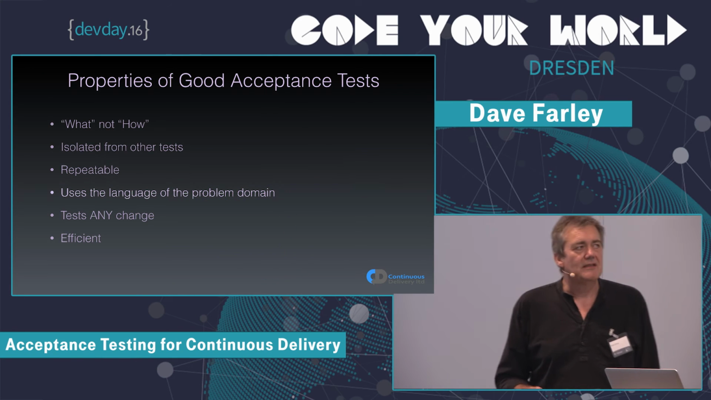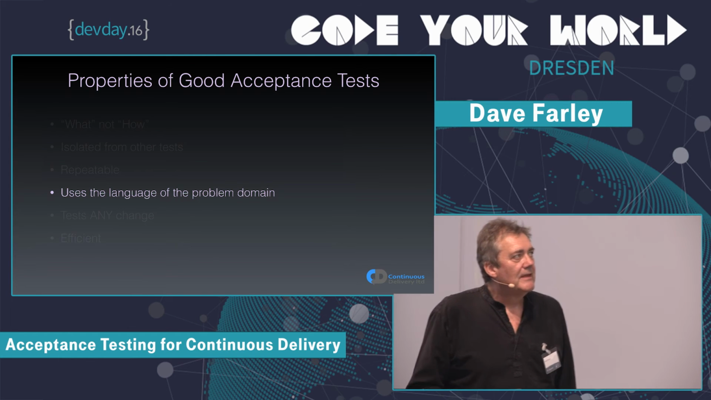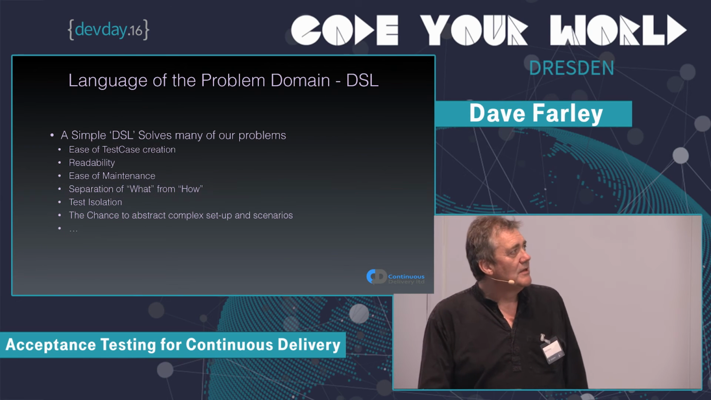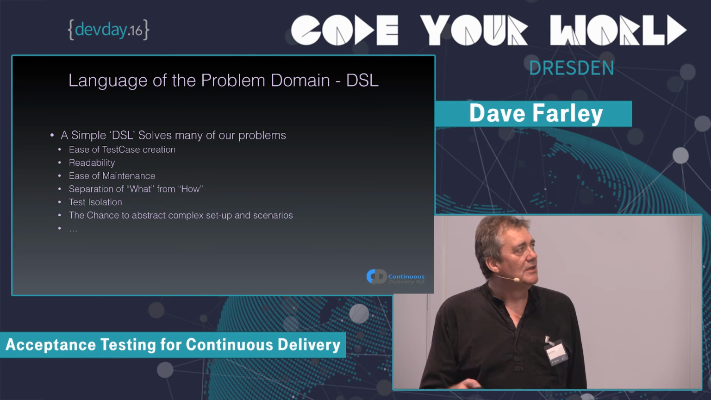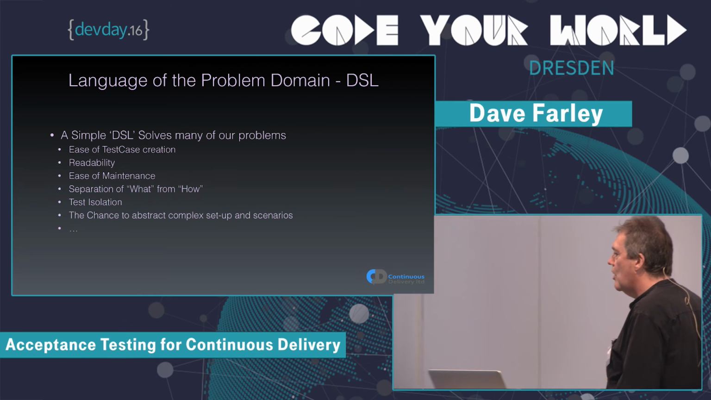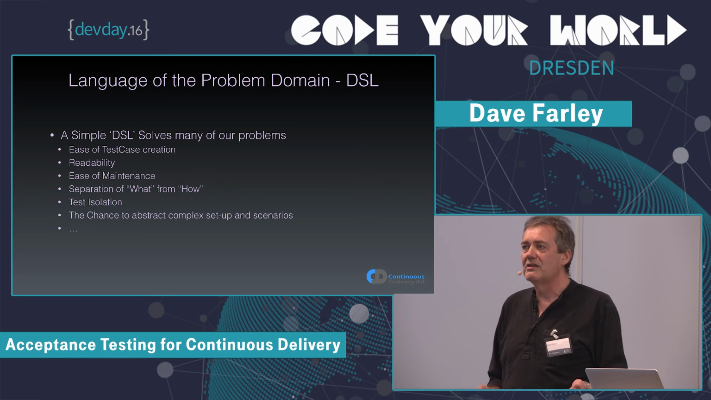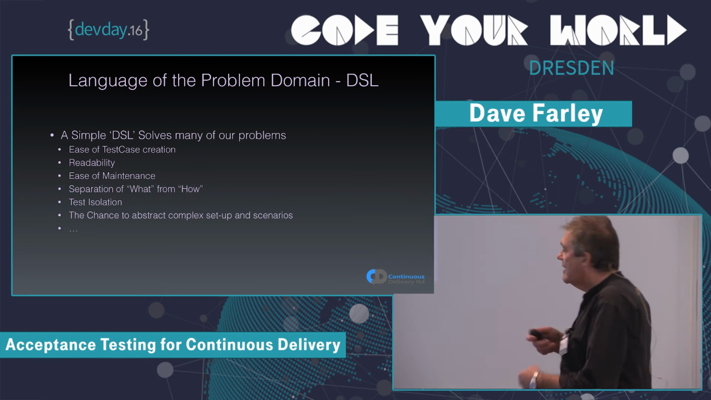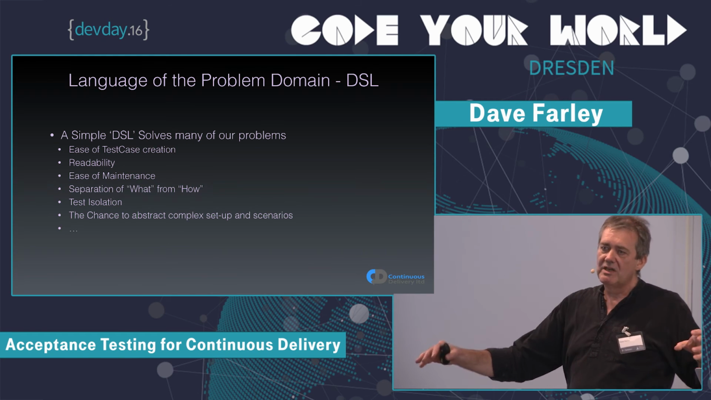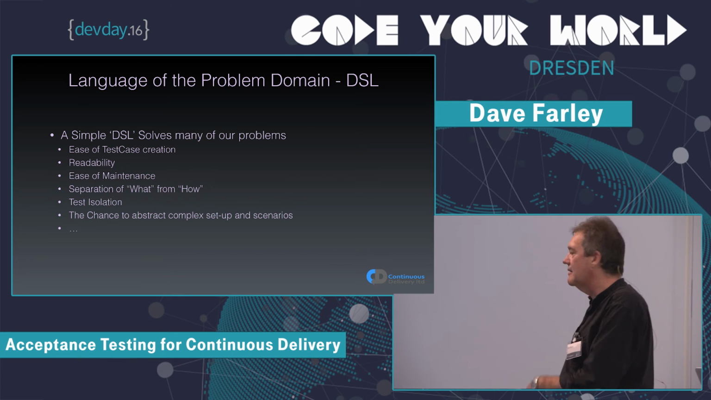Now, an awful lot of this becomes an awful lot easier if you start using the language of the problem domain. A simple domain-specific language solves lots of these problems. So it gives us ease of test creation. It allows these tests to be readable, so anybody that understands the problem domain, whether they're technical or not, can understand what the tests are expressing, which is important if you want to understand what you're actually testing. And it gives us a separation of the what, not how. It gives us a very clear line between what we want to express in our test cases and how we want our test infrastructure to interact with the system under test.